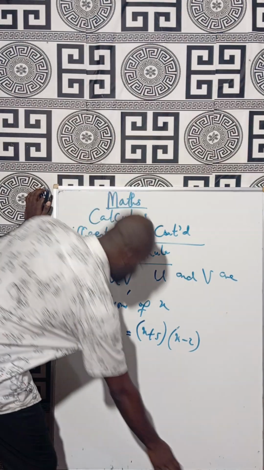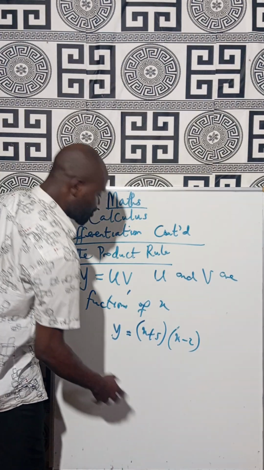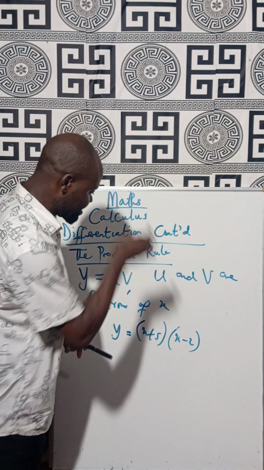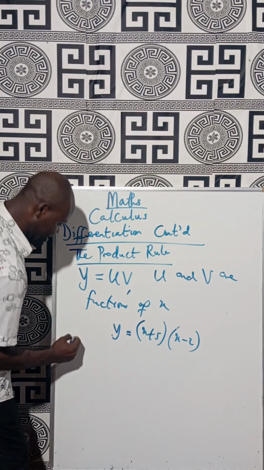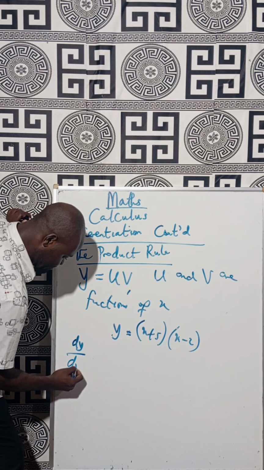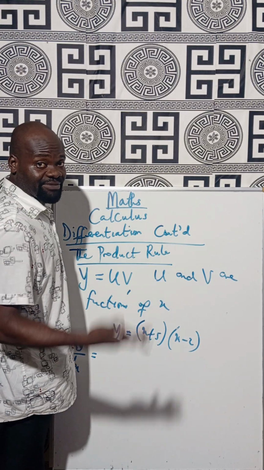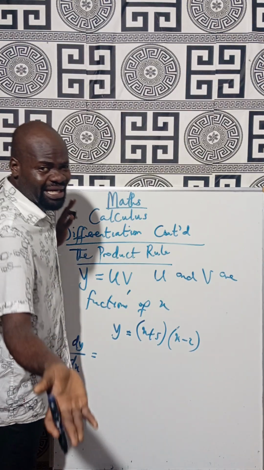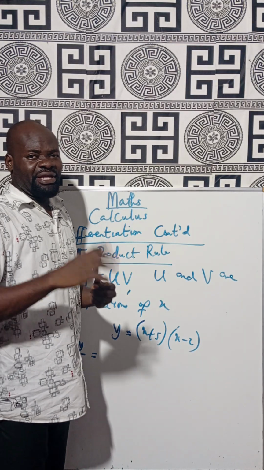Okay. Now, since you have known that, then to find my dy dx, that's where we are going. Dy dx. Listen. So my dy dx will be equal to what? That's my derivative. That's where I'm going. Very simple and easy. Let me give you a very easy way of knowing it.